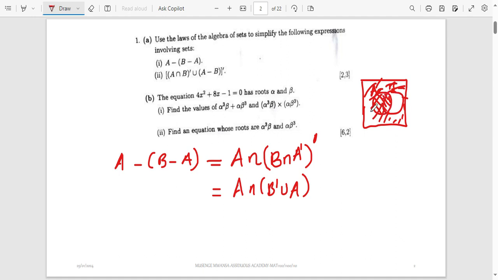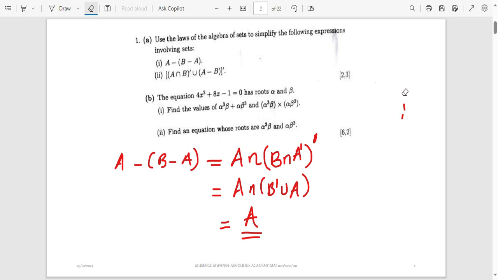We want where this shaded part is intersecting with A. Where is it meeting with A? You can see it will just be the set A itself. That is where these two parts are meeting, meaning that the final answer is just A. Anything else apart from A would not be fully correct, so they'll just give you 1 mark out of 2 marks, or some would actually give you 0.